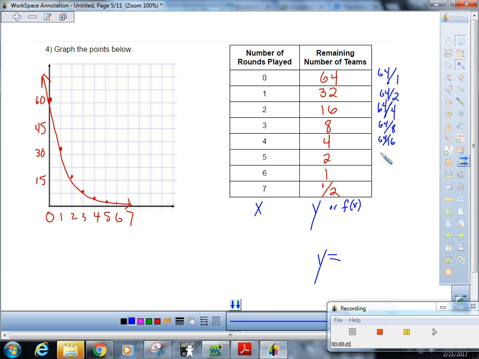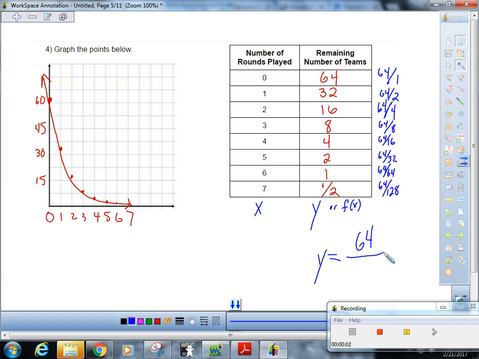What's this one? 64 divided by 16. What's this one? 64 divided by 32. 64 divided by 64. 64 divided by 128. Aha! That might make it a little easier to see what this equation is. What's happening to the top of our fraction? Nothing. So this becomes the hard part. Anyone know what goes on the bottom?